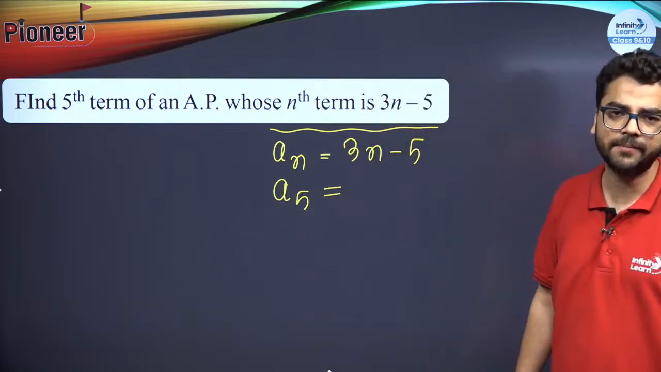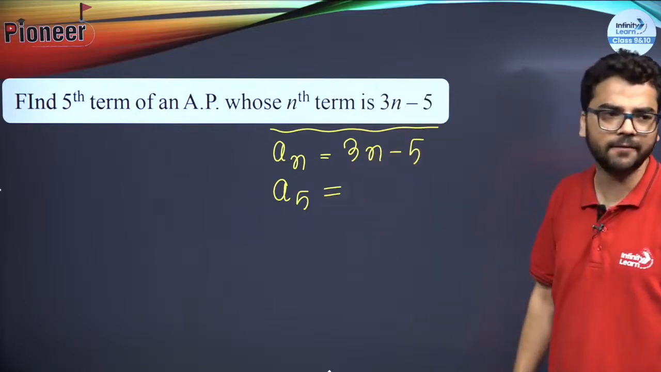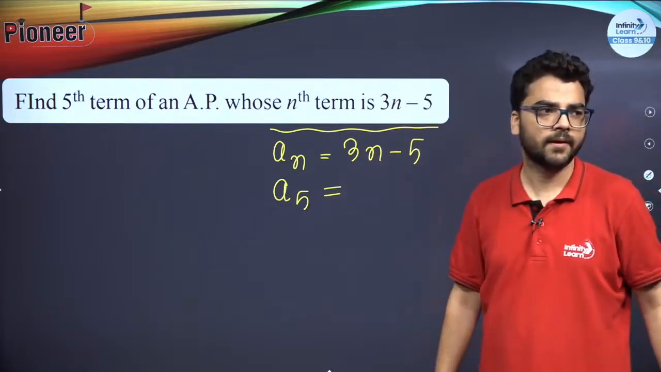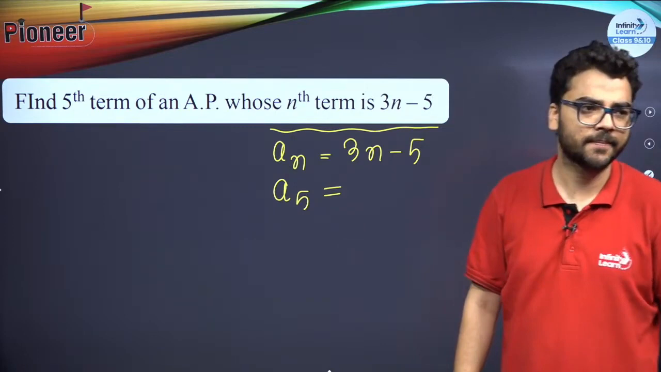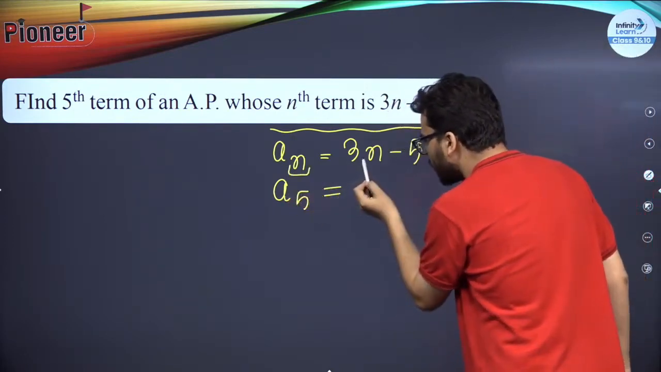What will you do? Tell me. The nth term is already given. You have to find the fifth term, a5. Can you tell that, guys? So can I not see? Over here it was n, so you are using n.